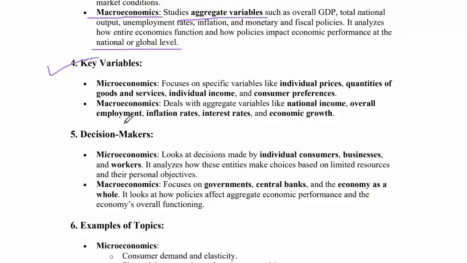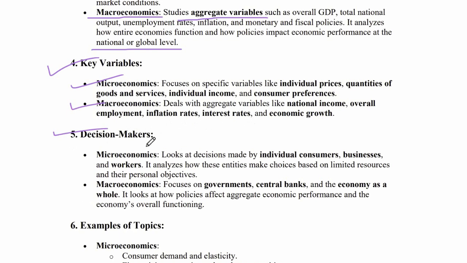Key variables. Microeconomics focuses on specific variables like individual prices, quantities of goods and services, individual income, and consumer preferences. It is just the other way of saying the same thing over and over again. This is just to expand the answers basically. Macroeconomics deals with aggregate variables like national income, overall employment, inflation rates, interest rates, economic growth.